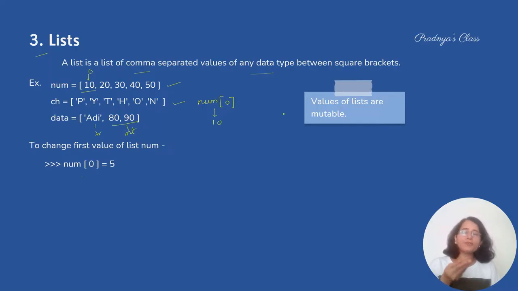We can note down one thing that the values of the lists are mutable, means we can change the value. So using this statement, I am changing the first value of the list to 5. Initially it was 10, now I am going to replace it with 5.